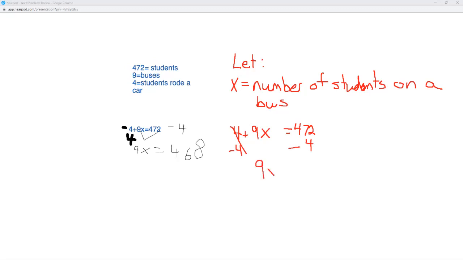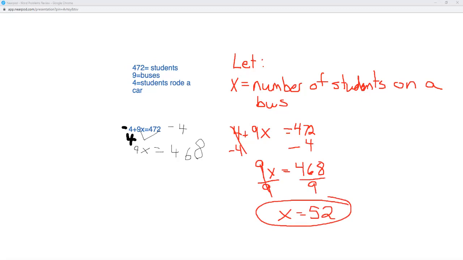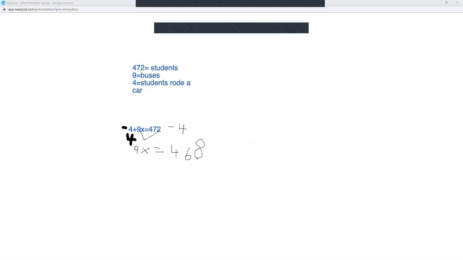All right, so now we can solve. We get 9x equals 468. Then we divide by 9. And you get 52. All right, moving on.